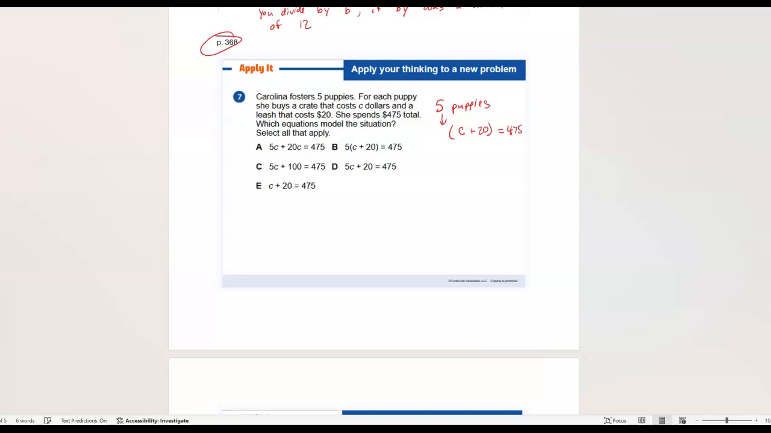I think the only thing we need to do is slot that 5 in there, right? So 5 times (C plus 20) is equal to 475. So that would be B. Select all that apply. We could also distribute, right? So that'd be 5C plus 100 equals 475. So this one. And then we could also divide, right? 5(C plus 20) equals 475. If I divide everything by 5, these 5's cancel out, so I just get C plus 20 equals 95. But I don't see that equation there, so we're just left with B and C.